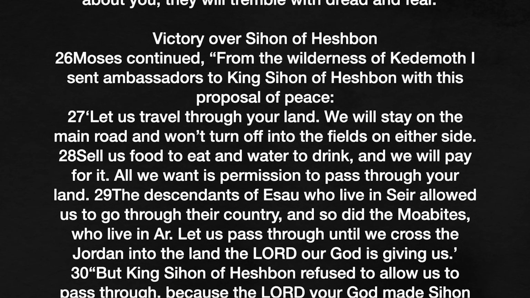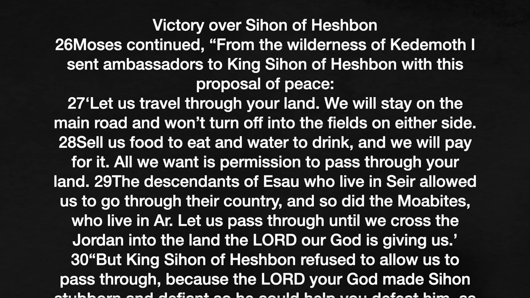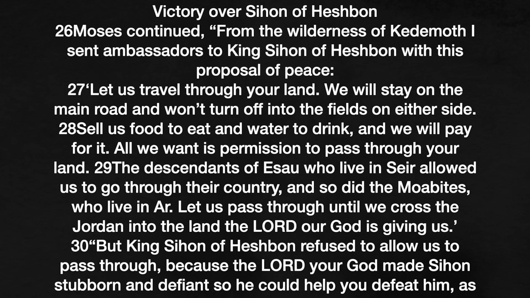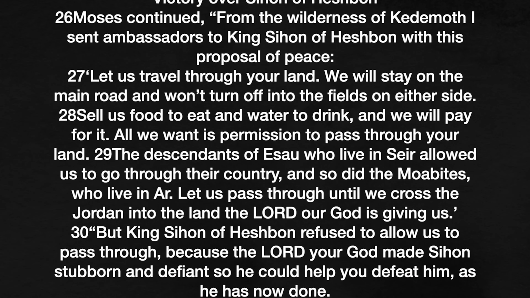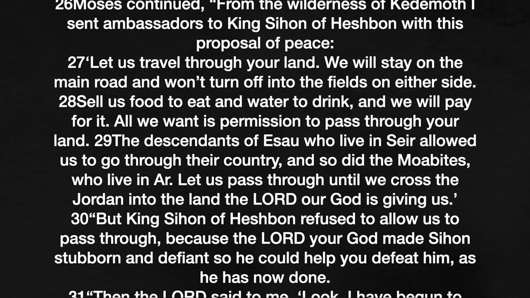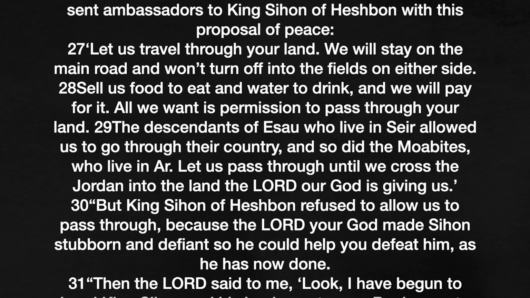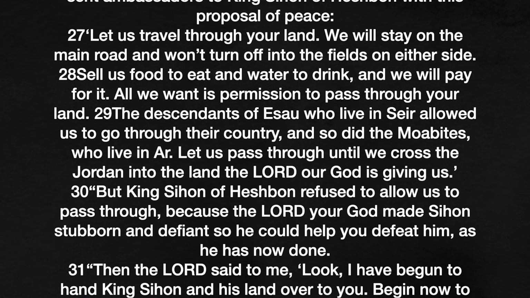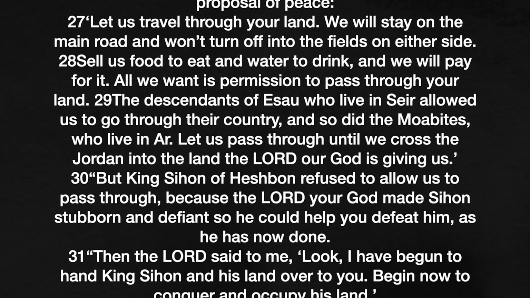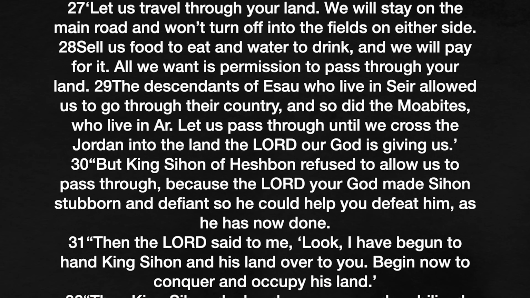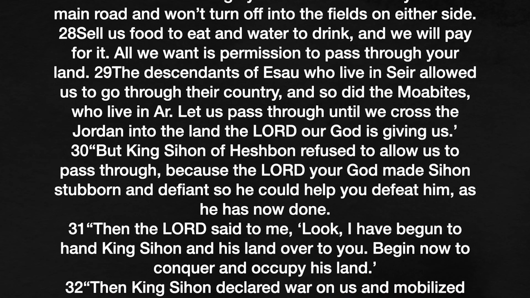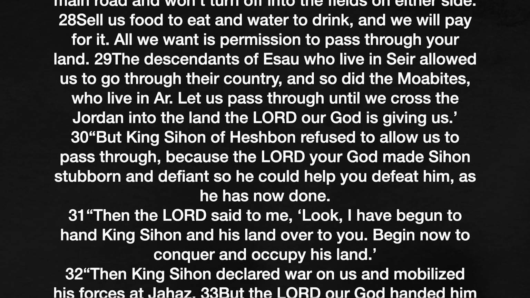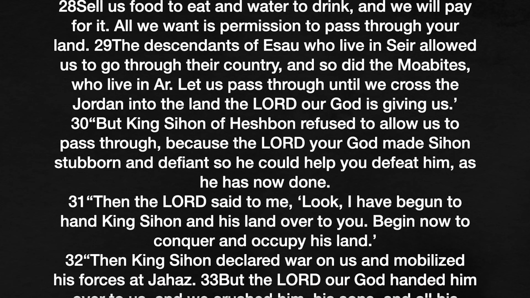The descendants of Esau who lived in Seir allowed us to go through their country, and so did the Moabites who live in Ar. Let us pass through until we cross the Jordan into the land the Lord our God is giving us.' But King Sihon of Heshbon refused to allow us to pass through, because the Lord your God made Sihon stubborn and defiant so he could help you defeat him, as he has now done.